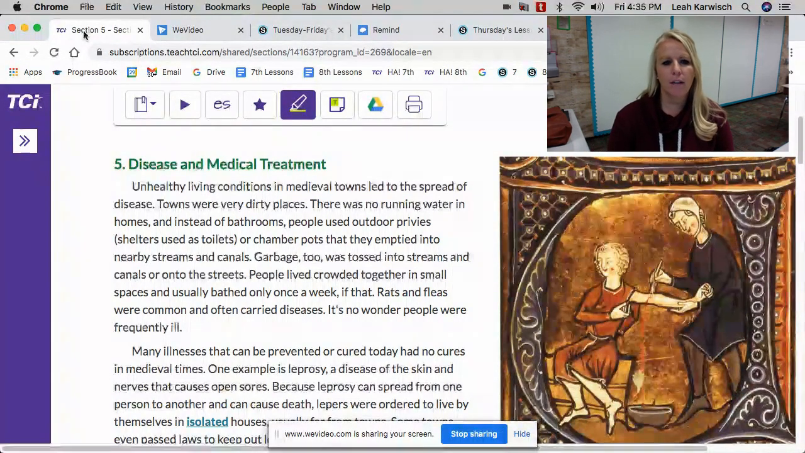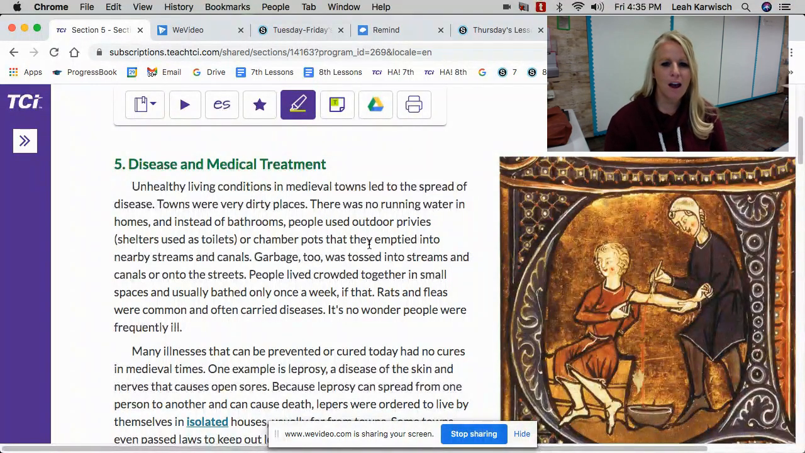So this is all about disease and medical treatment. Unhealthy living conditions in medieval towns led to the spread of disease. Towns were very dirty places. There was no running water in the homes, and instead of bathrooms, people were using outdoor privies, which were shelters used as toilets, or chamber pots, which is pretty much just going in a bucket that they emptied into nearby streams and canals. And these streams and canals is where people are washing their clothes, getting their water.